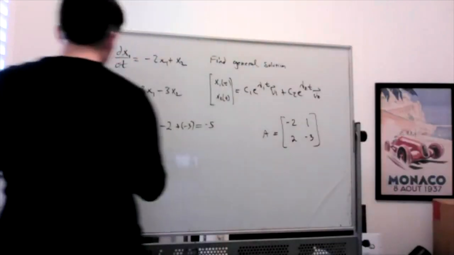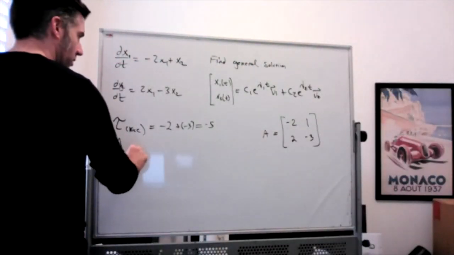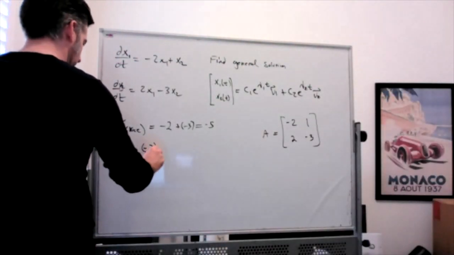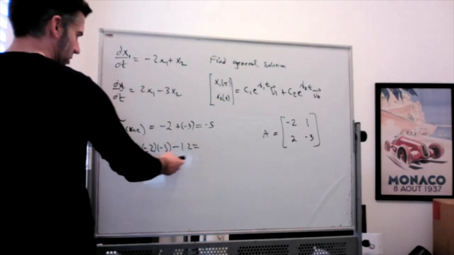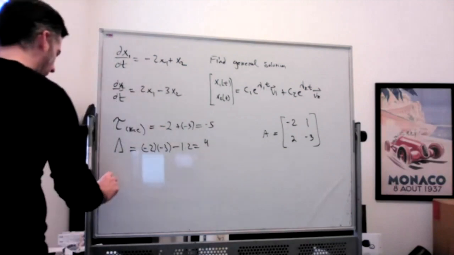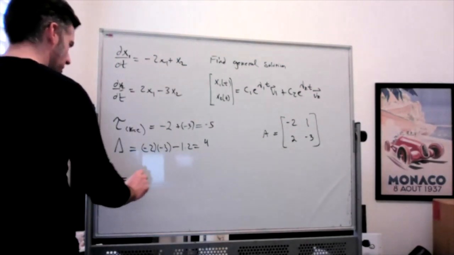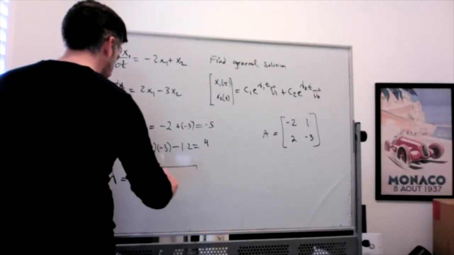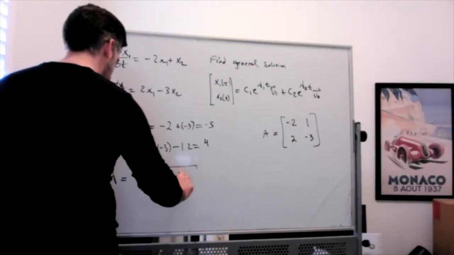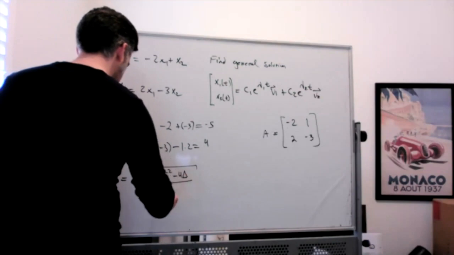The determinant is going to be -2 times -3 minus 1 times 2, which is 6 minus 2, which is 4. The eigenvalues are going to be the trace plus or minus the square root of the trace squared minus 4 times the determinant, all over 2.